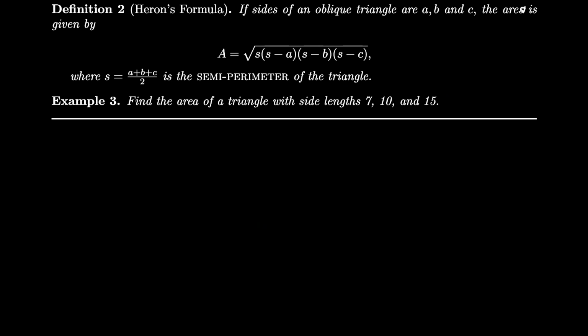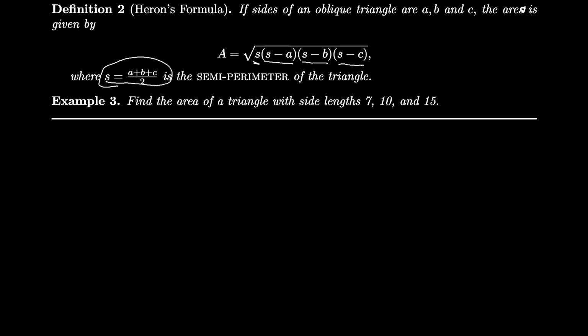So let's talk about this definition here real quick in a really easy little example, and then we're done. If the sides of an oblique triangle are a, b, and c, then the area is given by the square root of S times S minus a times S minus b times S minus c, where S is the distance halfway around the perimeter: a plus b plus c, the perimeter, divided by 2. We call that S the semi-perimeter of the triangle.